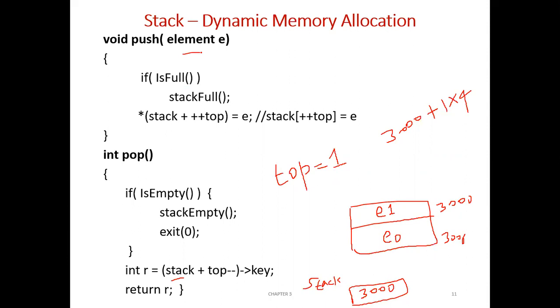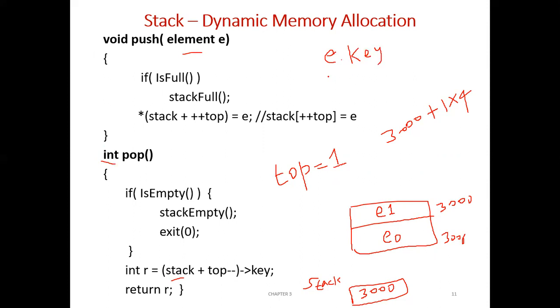But we want the value. This is returning an integer value. So we want the key value. Normally when you use a structure variable, we access that value as e dot key, like that we access. That is when we use a structure variable.